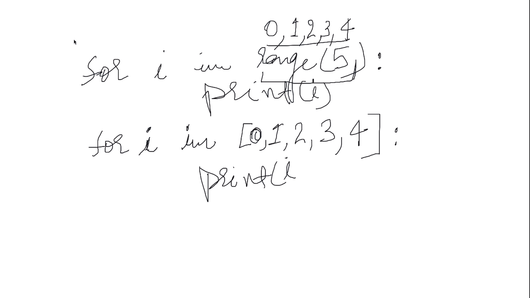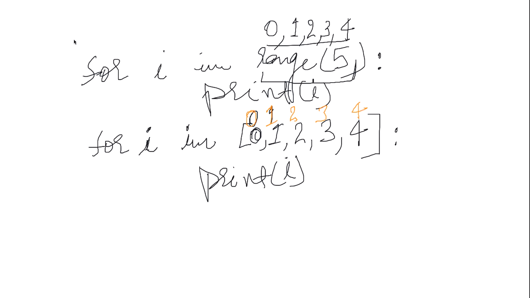Let's suppose this is our 0 index. This is our first index. Let's put it in some color. This is our 0th index. This is our first index. This is our second index. This is our third index. This is our fourth index.